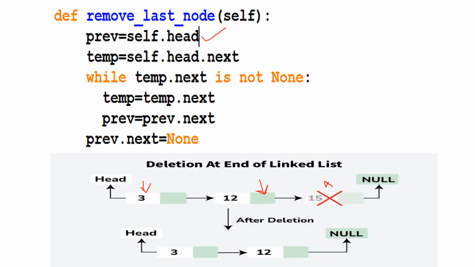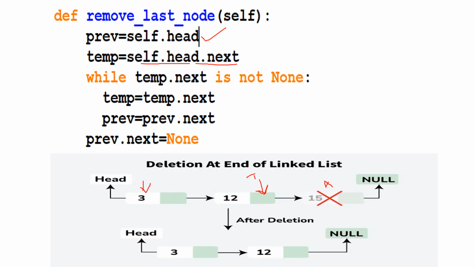Self.head.next means the head's next. What is head.next? The 12th node. Okay, head.next is 12. So now temp is here. Now temp is here.